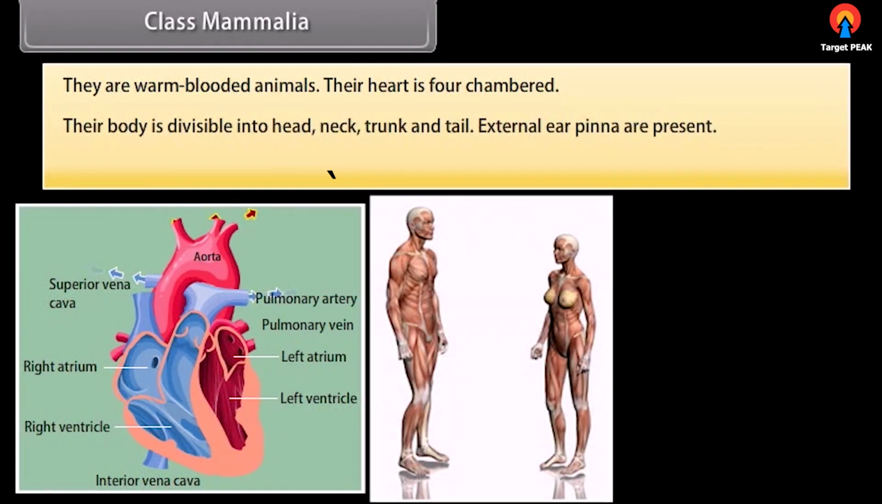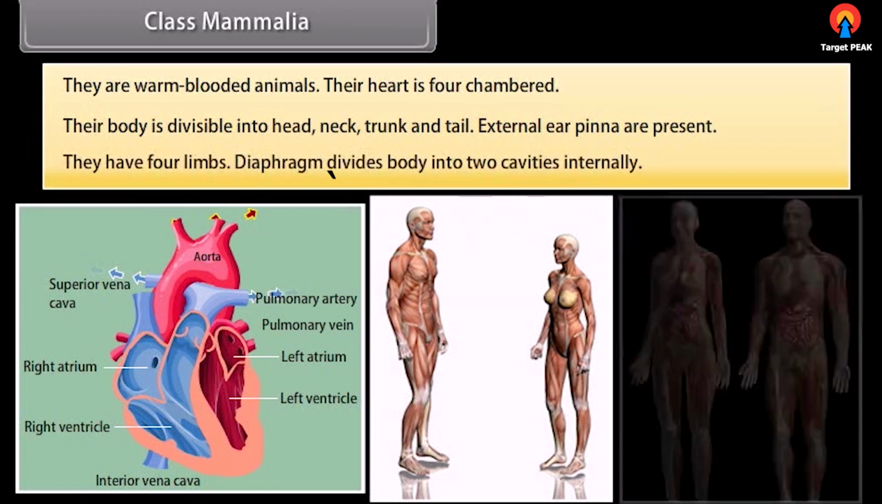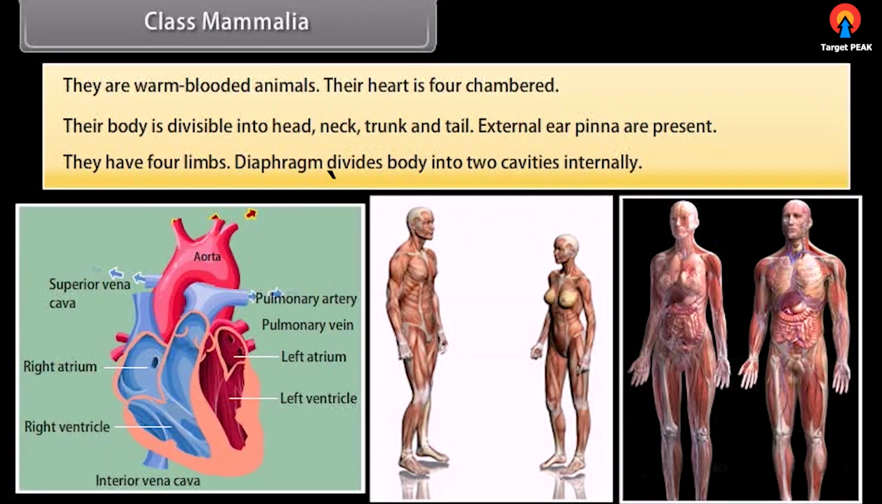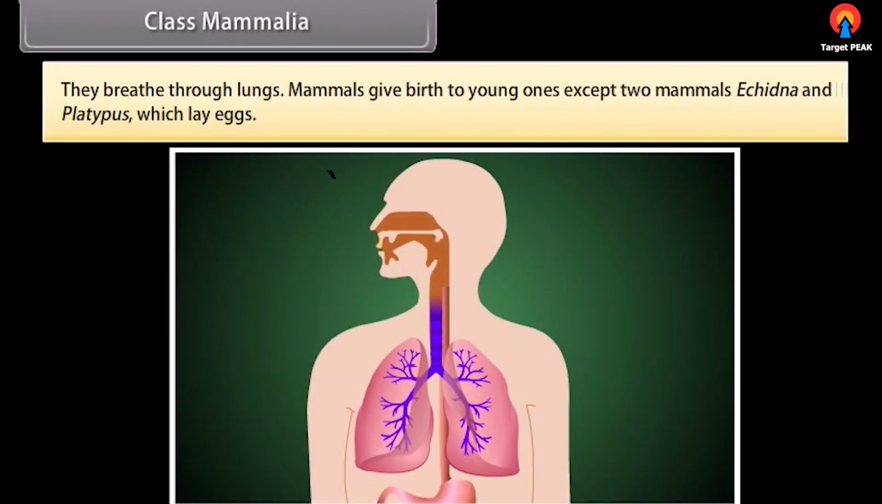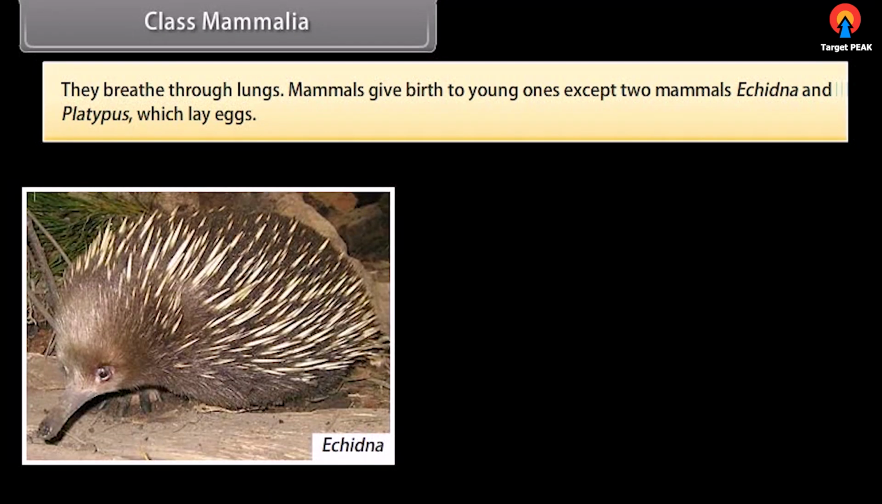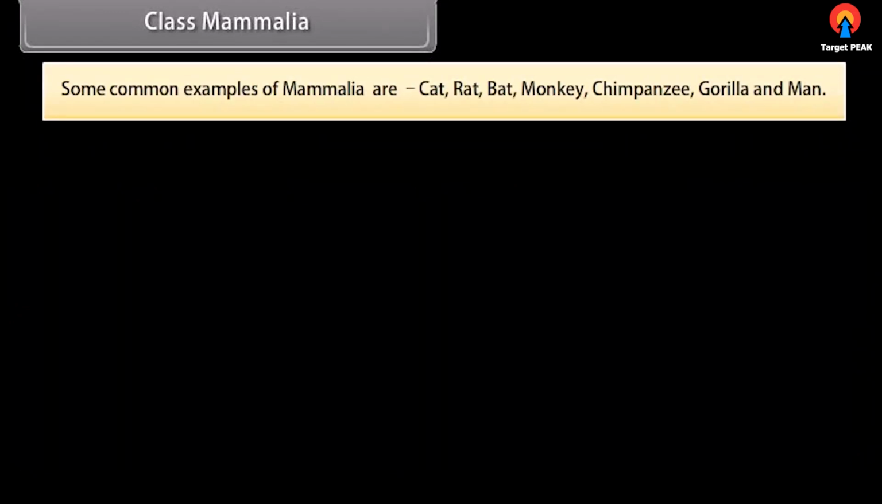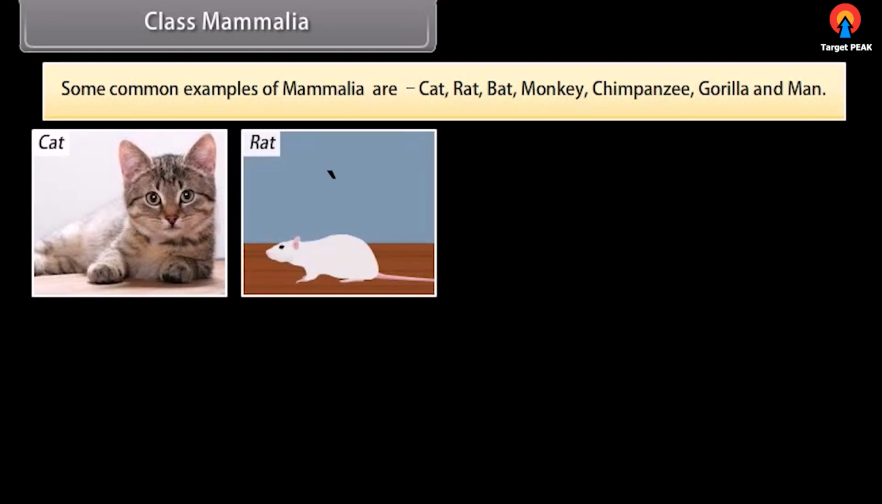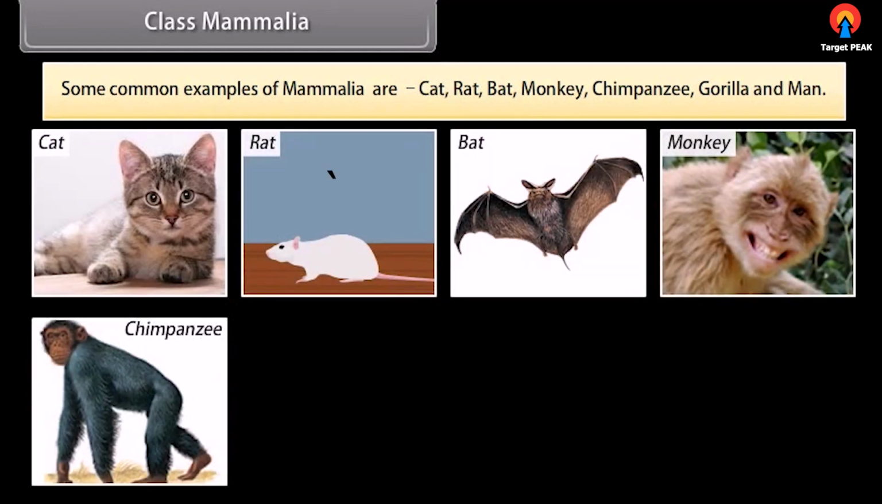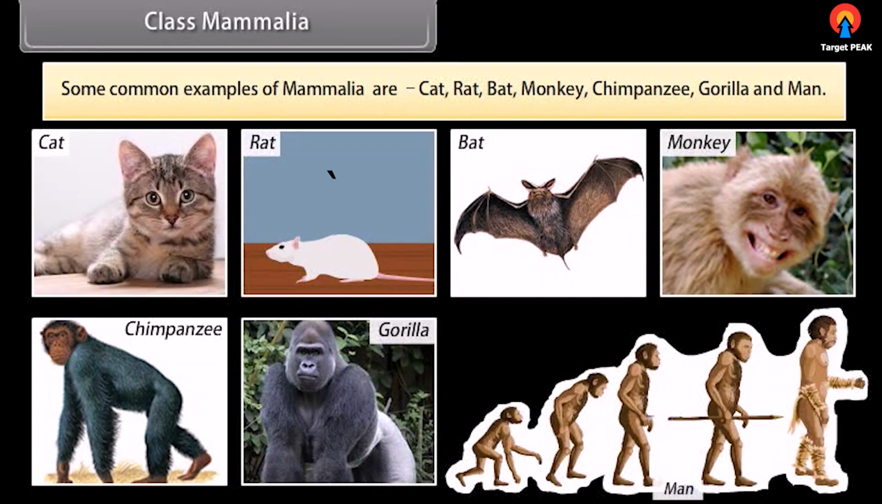Their body is divisible into head, neck, trunk, and tail. External ear pinna are present. They have 4 limbs. The diaphragm divides the body into 2 cavities internally. They breathe through lungs. Mammals give birth to young ones except 2 mammals, Echidna and Platypus, which lay eggs. Some common examples of Mammalia are cat, rat, bat, monkey, chimpanzee, gorilla, and man.